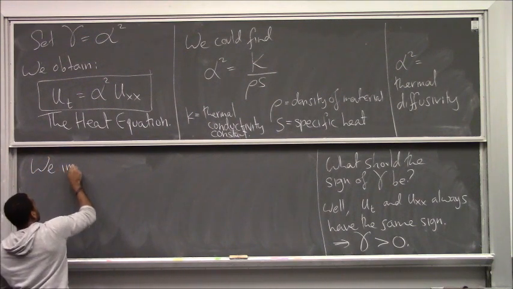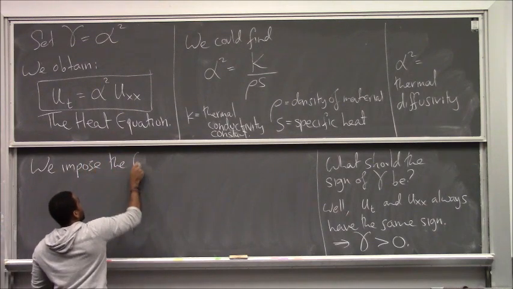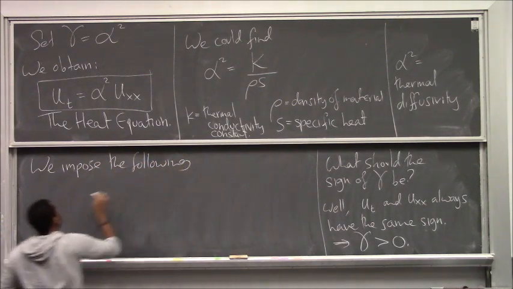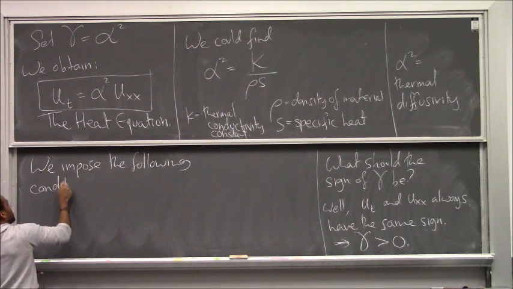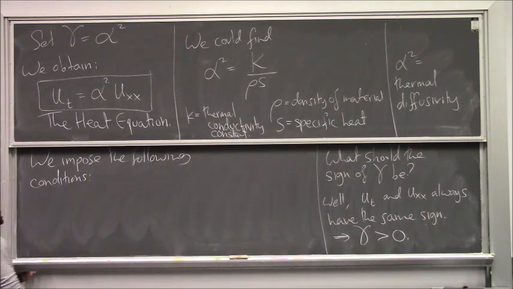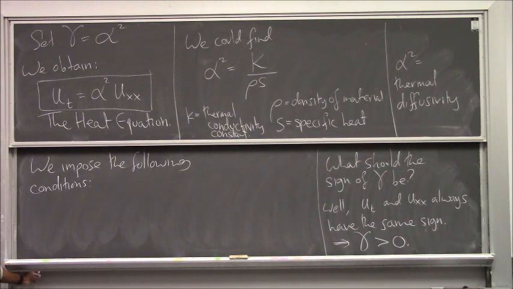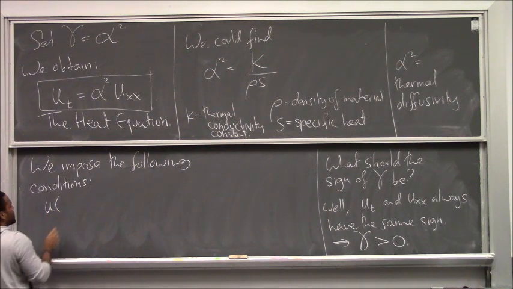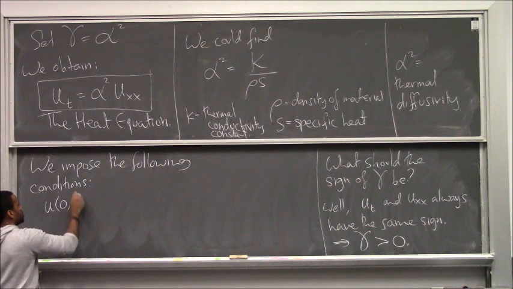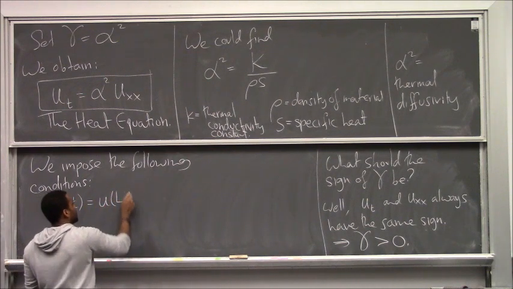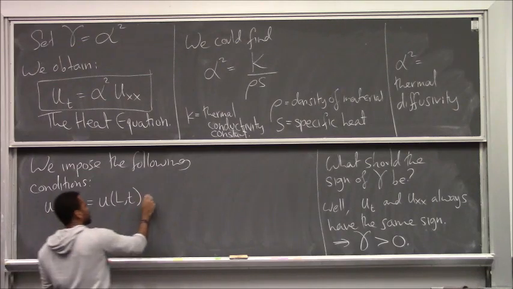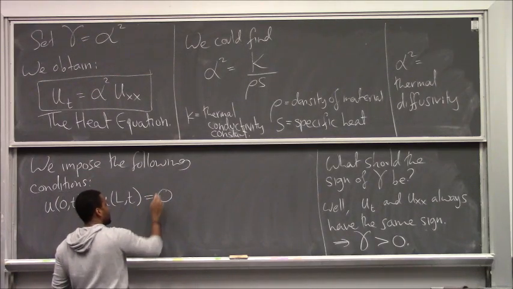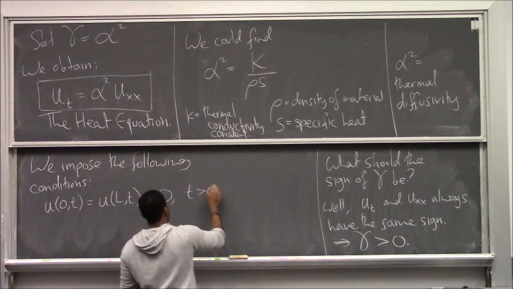We impose the following conditions. We are going to assume that, like I said, the rod is insulated, so at the ends there's no temperature loss. In fact, at the ends we can somehow make sure that the temperature is going to be 0. So the first condition is that at position x equals 0 and at position x equals L, the current measure of temperature is going to be 0. And this will work for all t greater than 0.